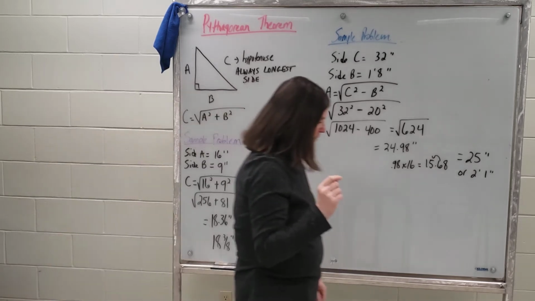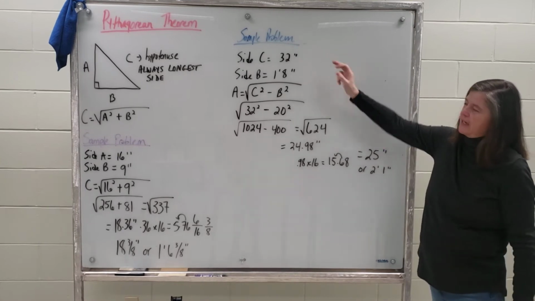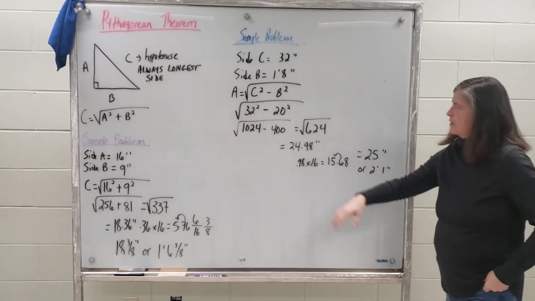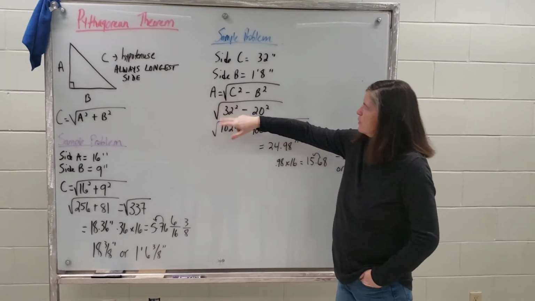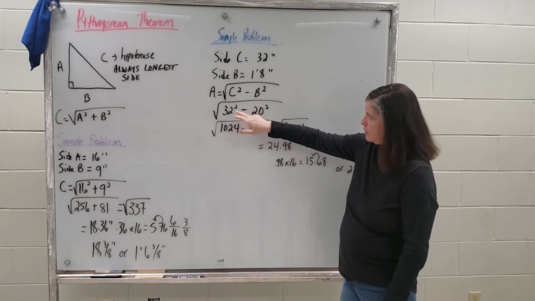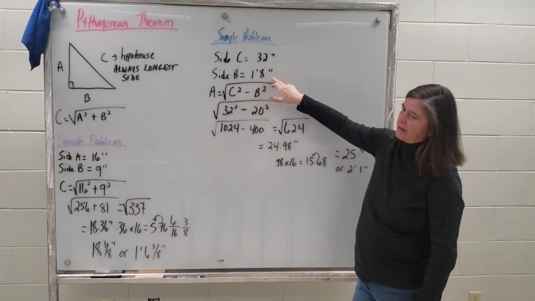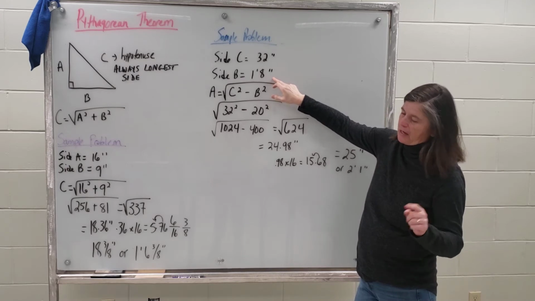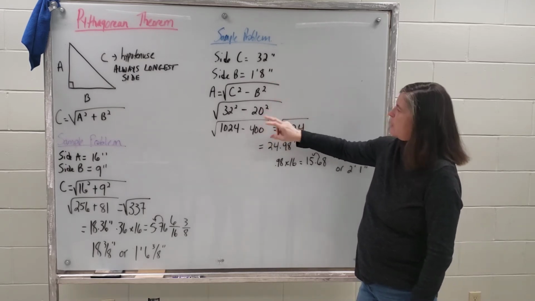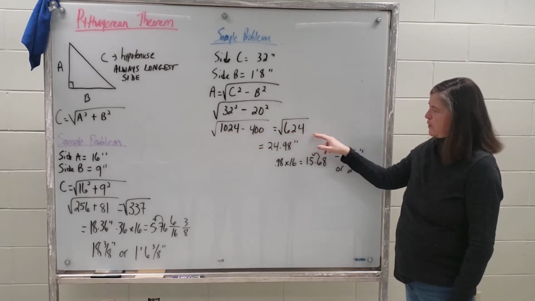Now, sometimes you'll be given the longest side. You'll be given side C. And when you're given the longest side, we need to subtract. So in this case, we're looking for side A. It would be C squared minus B squared. So 32 squared, 32 times 32. Now, 1 foot 8, we have to get that all to inches. You know how to do that. 1 foot 8 is the same as 20 inches. So 20 squared is 20 times 20. We subtract the two numbers, we get 624.